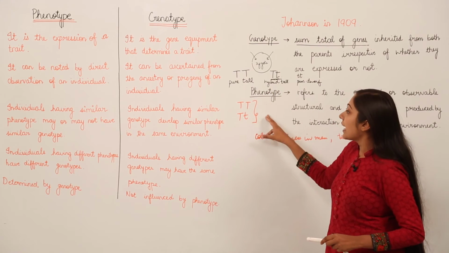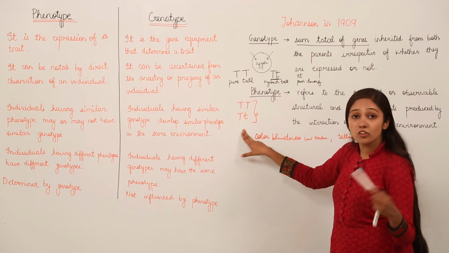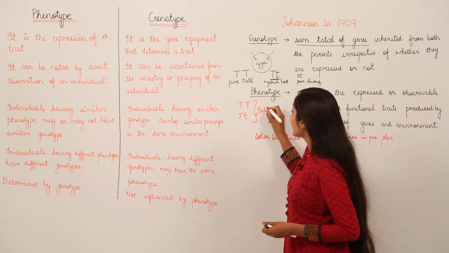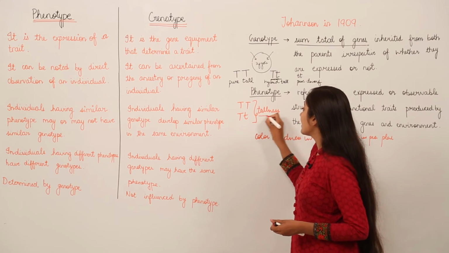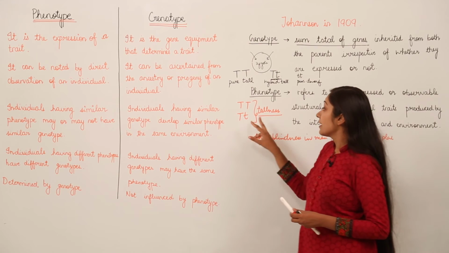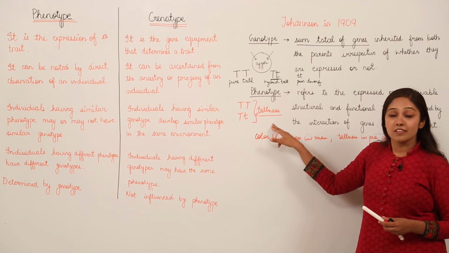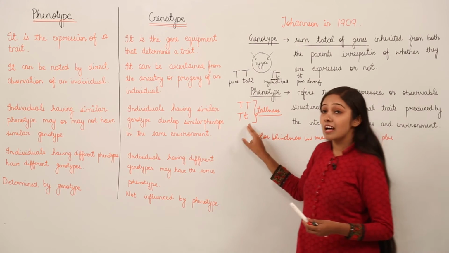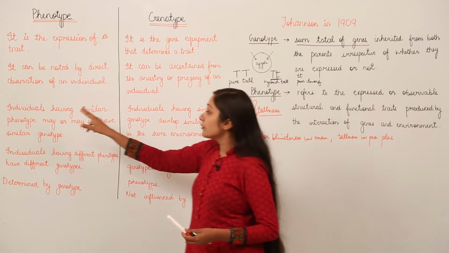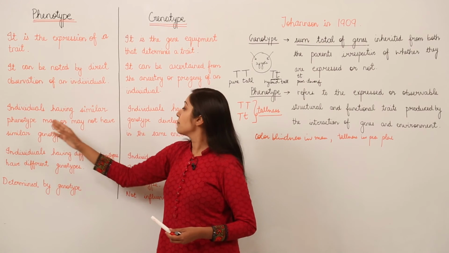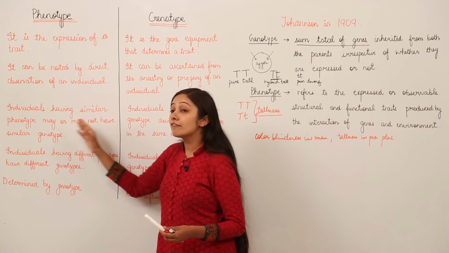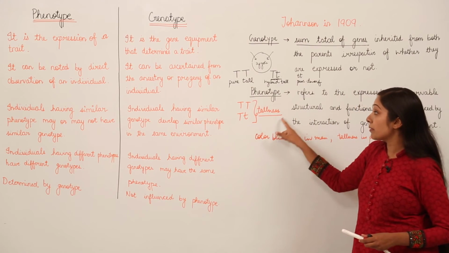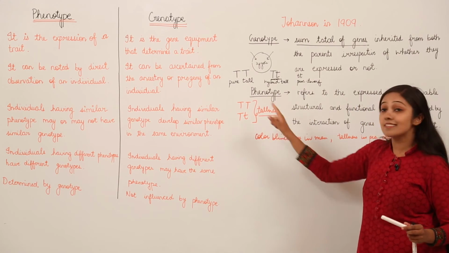Meaning one is encoding for a dominant character, the other is encoding for a recessive character. So now you can make out that these are different combinations, but still they are going to be expressed as tallness. We'll have a tall pea plant whose genotype is this. So this is how this point can be made clear. Individuals having similar phenotype may or may not have similar genotype, but the phenotypic character, that is tallness, is the same.